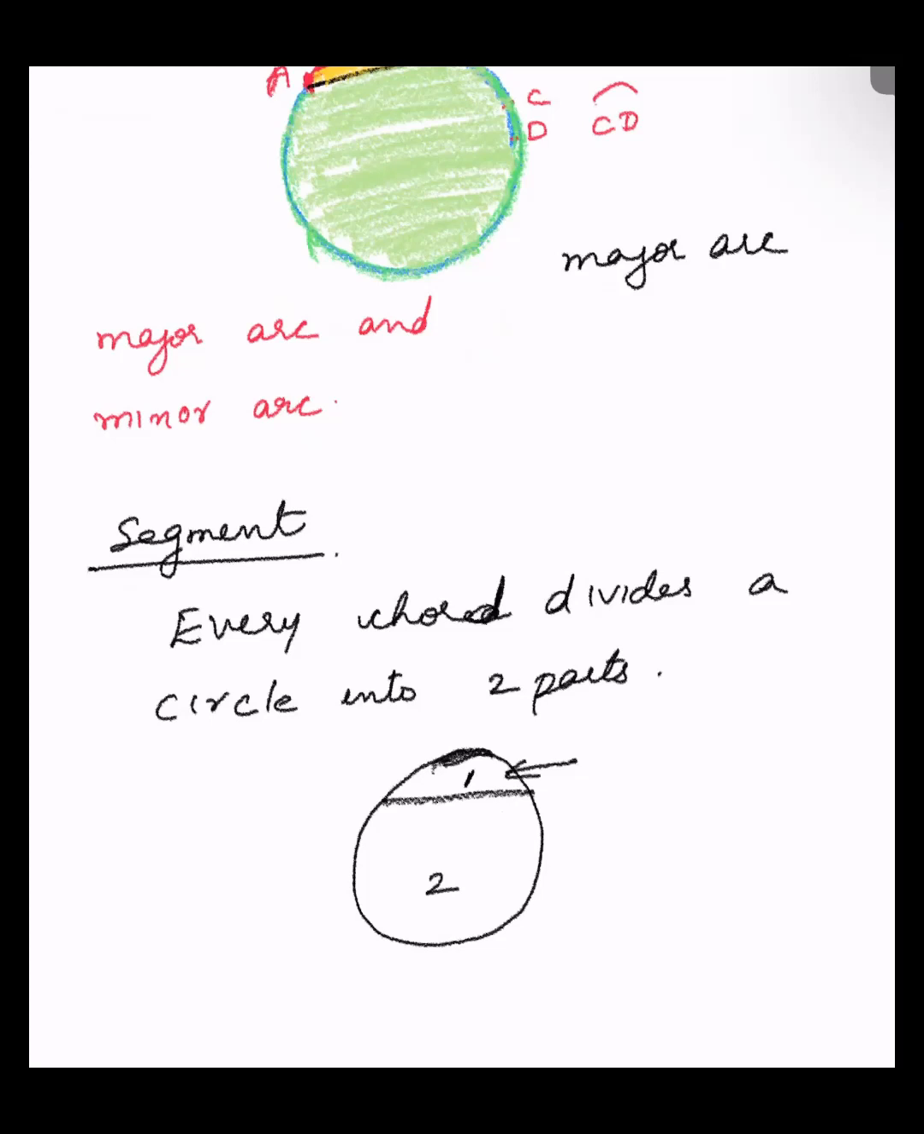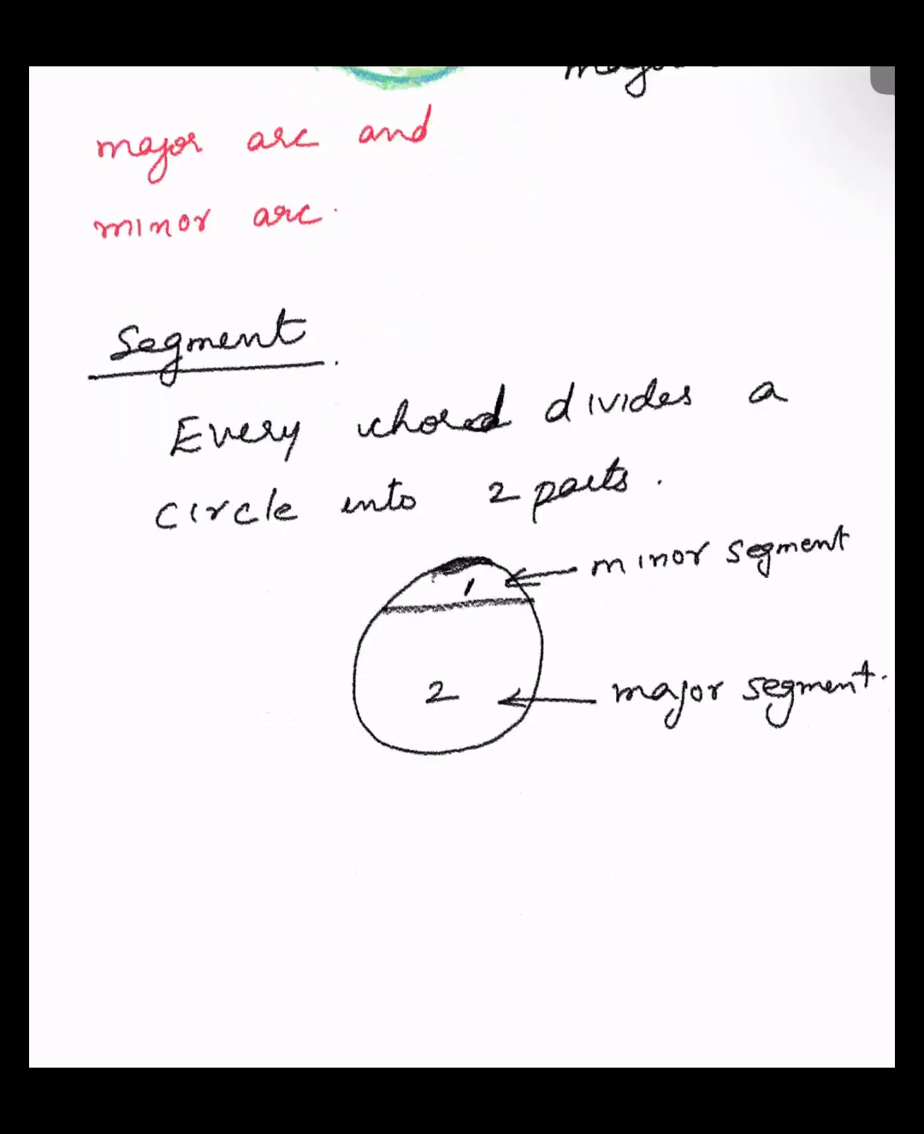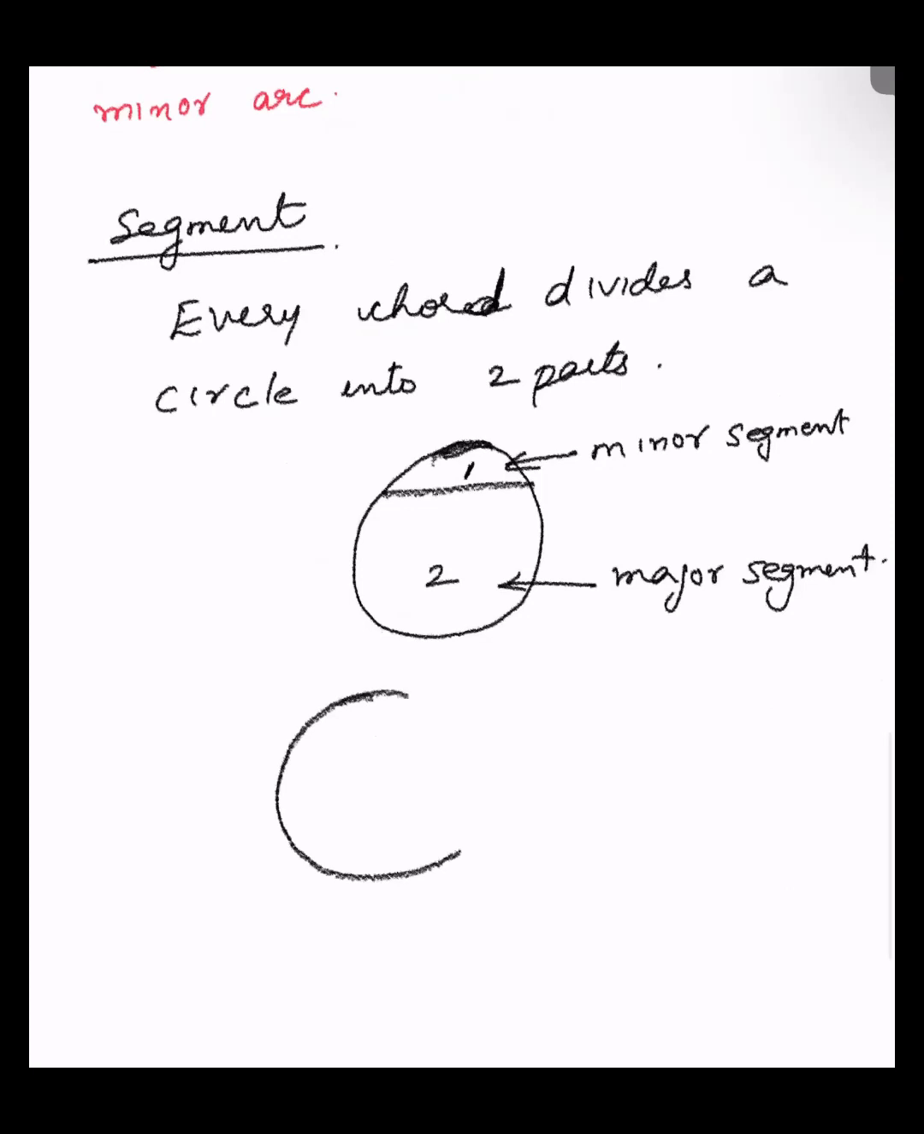Or you can say this is the minor segment, that means the smaller segment. And the one which is bigger is called the major segment. Understood? So we have the minor segment and the major segment. Got it? So when you divide, I told you about the largest chord. Which is the largest chord? The diameter, which goes through the center.